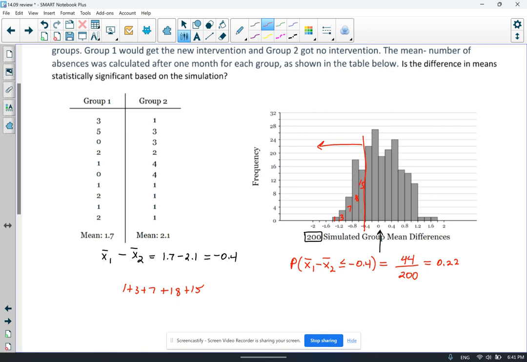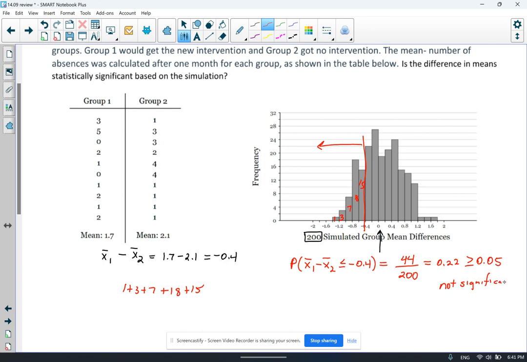So is that a large chance of happening or a small chance? I would consider this a fairly large chance because we're going to compare it to that cutoff of 5%. And since that's greater, we say that that's likely to happen. That's a common event, so just due to natural variation. Therefore, the results are not significant.